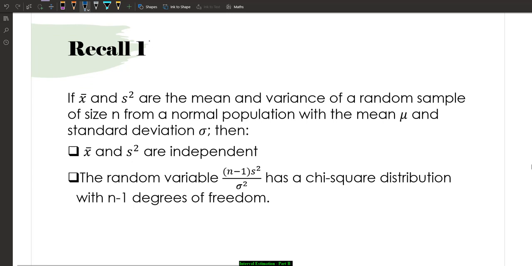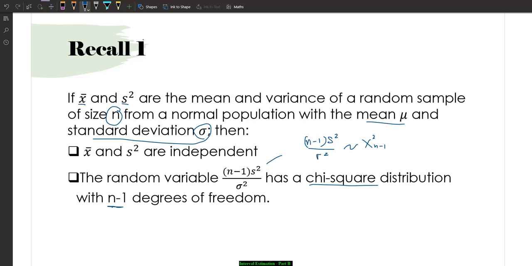So let's recall some theorems in sampling distribution, Chapter 1. If x bar and s squared are the mean and variance of a random sample of size n from a normal population with mean mu and standard deviation sigma, then x bar and the sample variance are independent, and the random variable (n minus 1) s squared divided by sigma squared has a chi-square distribution with n minus 1 degrees of freedom. This is Theorem 3 in Chapter 1, a theorem that we need to recall.